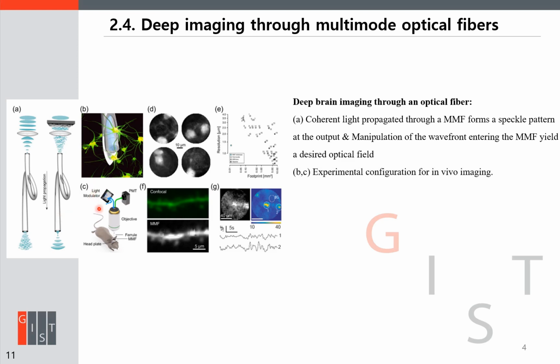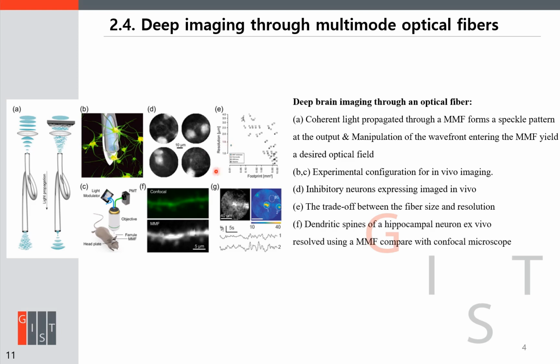Figures B and C are the experimental configuration for in vivo imaging. Figure D is the inhibitory neuron expression image in vivo. Figure E here is the trade-off between the fiber size and the resolution. Figure F is the dendritic beam of a hippocampal neuron ex vivo result using multimode optical fiber compared with confocal microscope. Figure G here is in vivo neuron expression of GCaMP and their activity visualized as standard deviation over time.